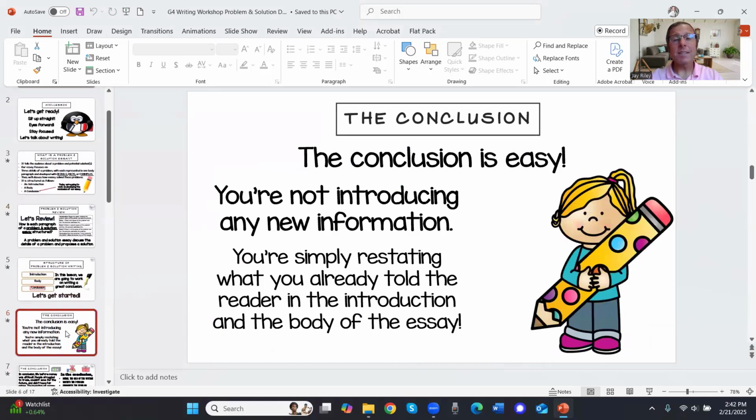As I said, I think the conclusion is the easiest part because remember, we're not introducing any new information in our conclusion. Academic writing is really simple. We tell our reader what we're going to tell them. That's our introduction. We tell them. That's our body. And then we tell them what we told them. That's the conclusion. So we're going to tell our readers what we already told them.